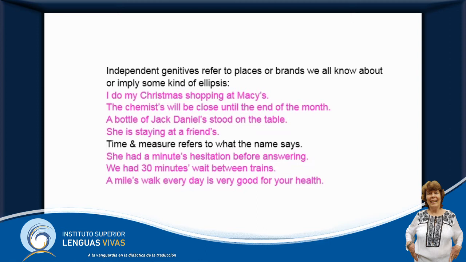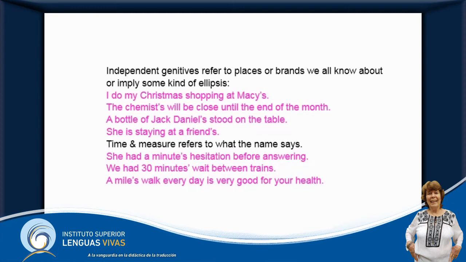Independent genitives refer to places or brands that we all know about, or imply some kind of ellipsis. I do my Christmas shopping at Macy's or at Harrods or whichever big store that you can think of, and there it goes with an apostrophe S, because we all know about the store.